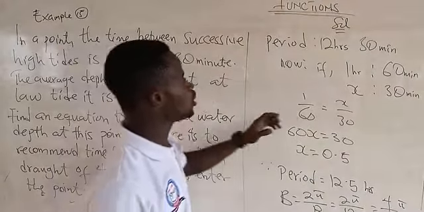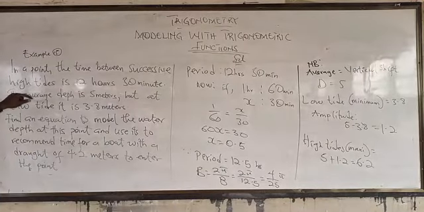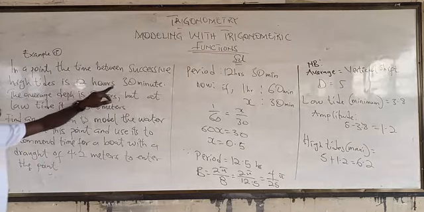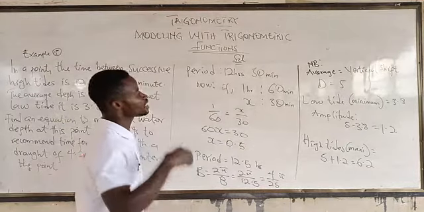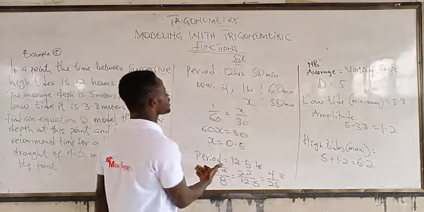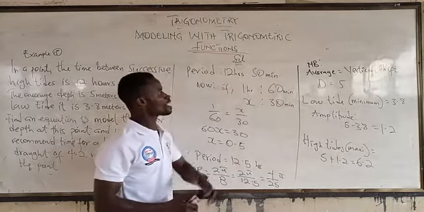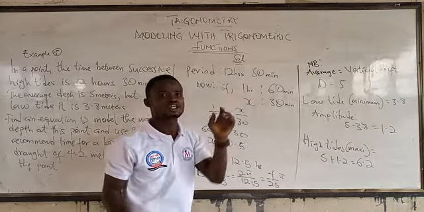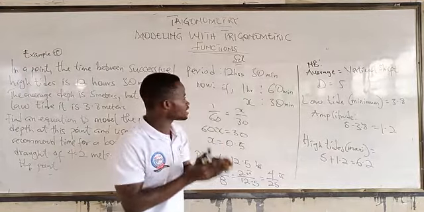So the first thing to go for is the period. Now from the question it says that in a point the time between successive high tide is 12 hours 30 minutes. So that is the time period. But this is 12 hours 30 minutes, so we have to convert the 30 minutes to hours so that we can combine them.